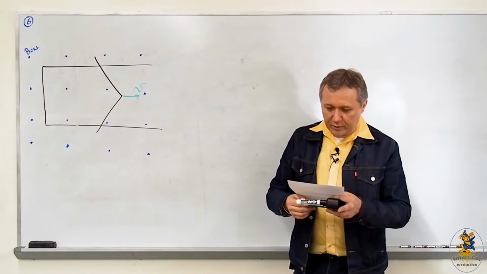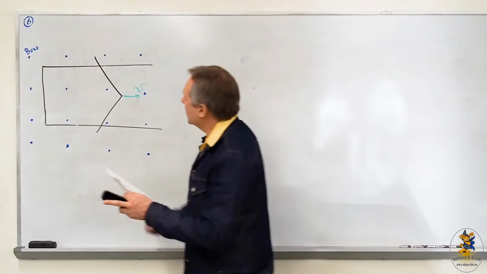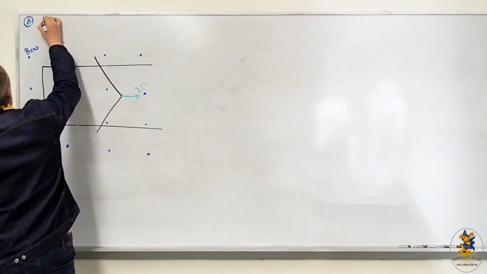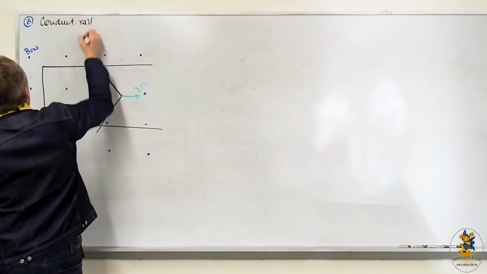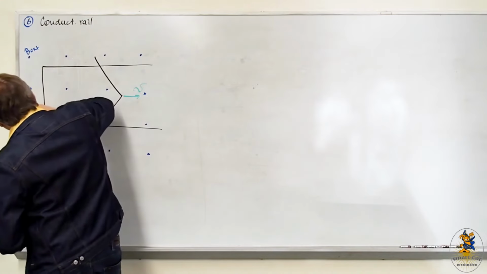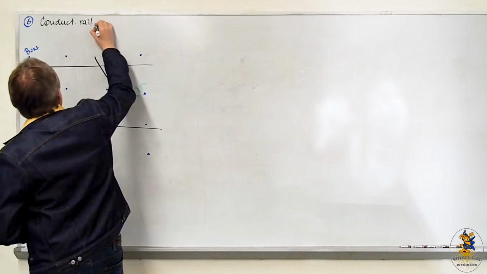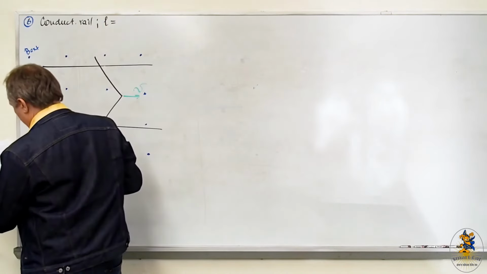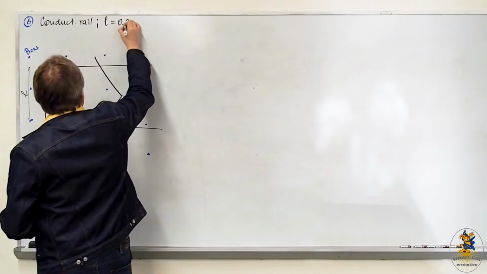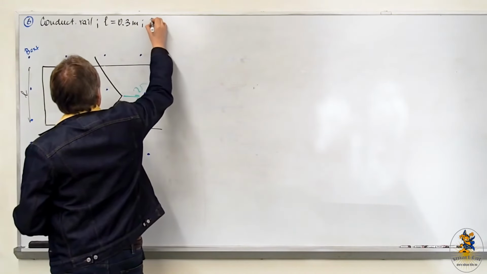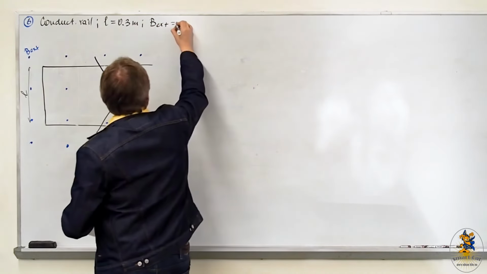Okay, I think it's time to start writing down what is given. So, conducting rail. Let me write immediately the width: L equals 0.3 meters. Then the external magnetic field, 0.2 Tesla.